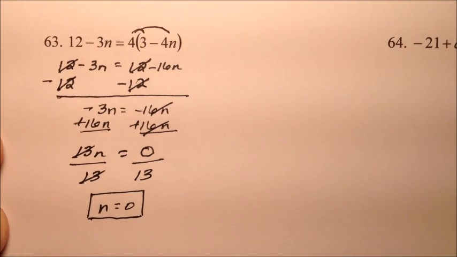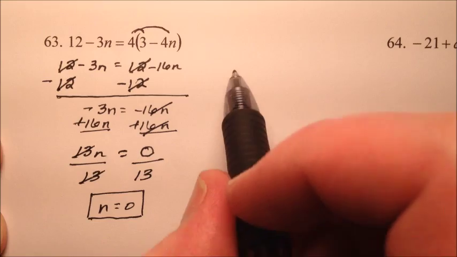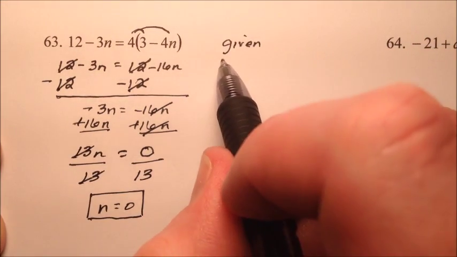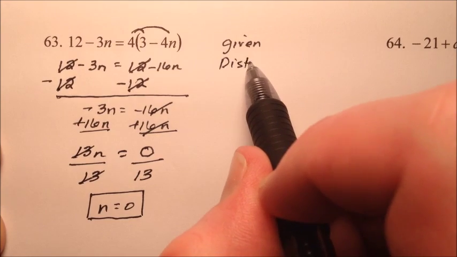Okay, so let's go ahead and write our steps down that we used. The first one's given. It's always given to begin with. And the first step we actually used was the distributive property.